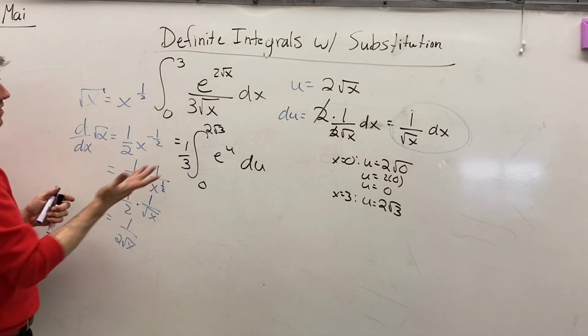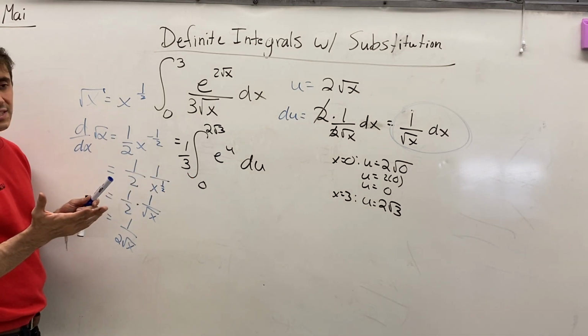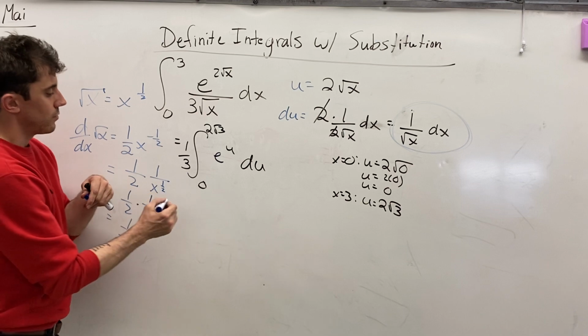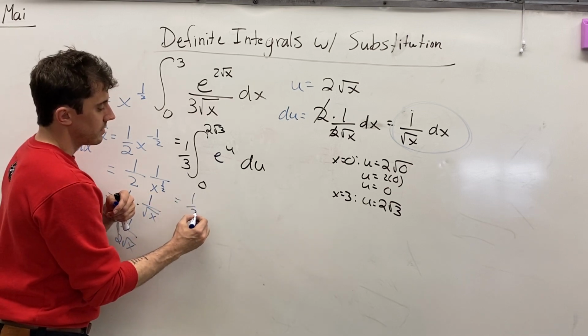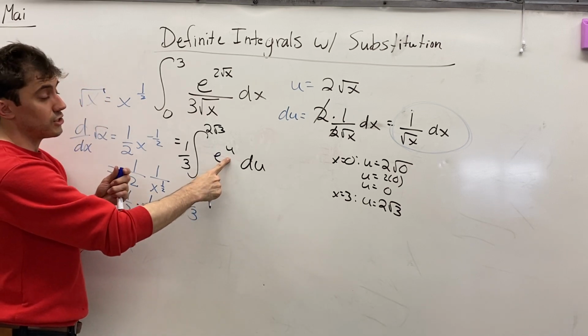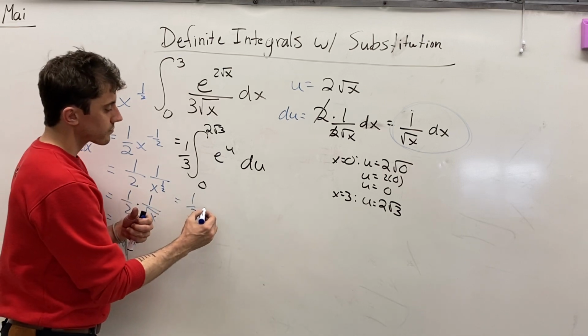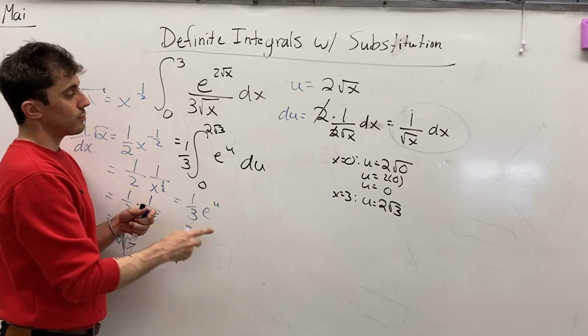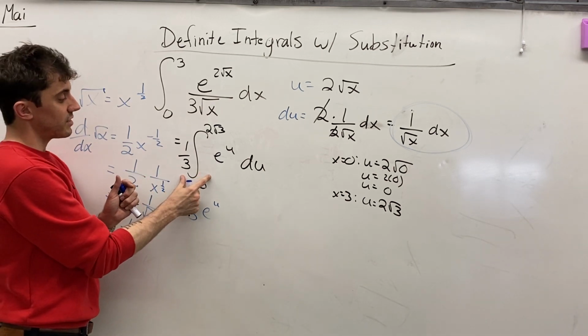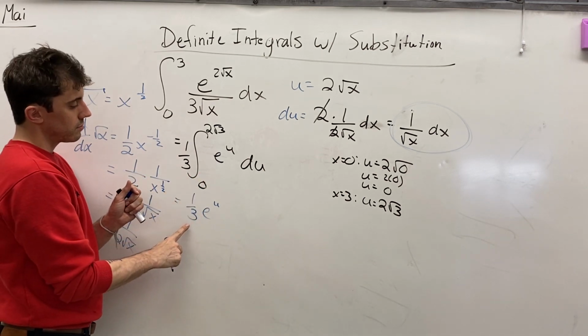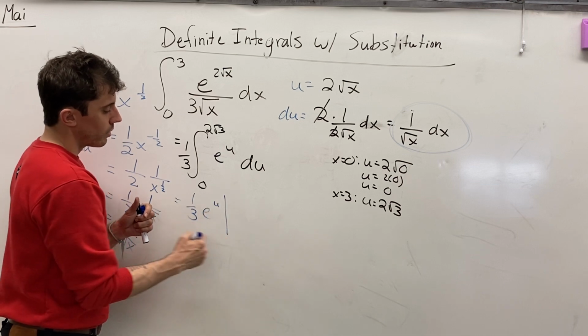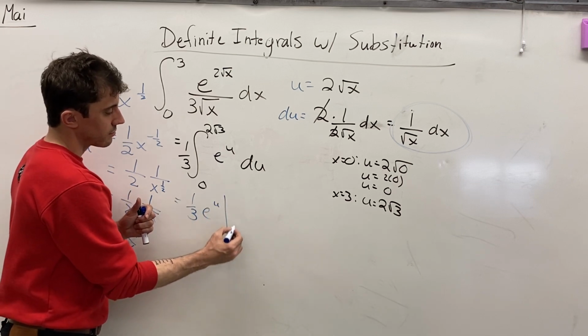So now we can go ahead and evaluate this because this is fairly simple to integrate. We have 1/3 times the integral of e to the u, which, if you know your exponential integrals, is just e to the u. So we have e to the u, and we don't have to do plus c because this is a definite integral. And so now we have 1 over 3 e to the u evaluated from 0 to 2 root 3.